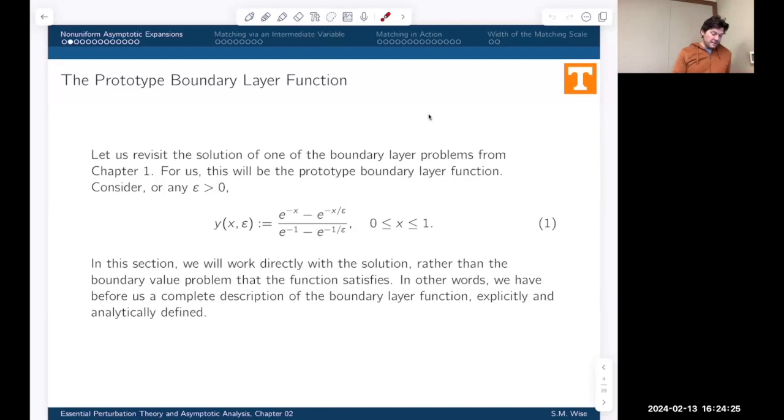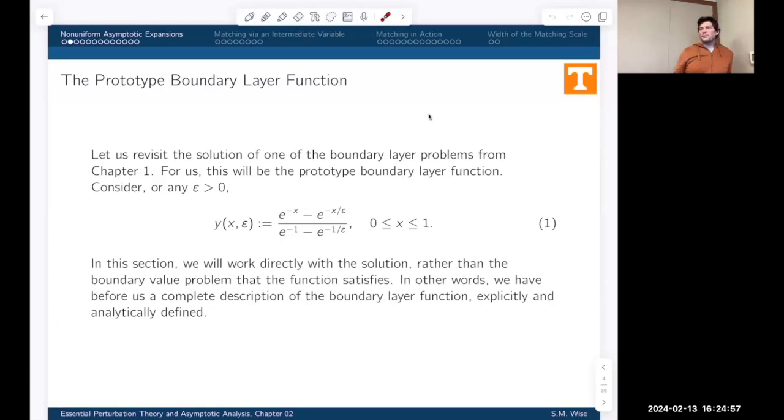And the solution worked out to be e to the minus x minus e to the minus x over epsilon, all over e to the minus 1 minus e to the minus 1 over epsilon. And we're looking at this function on the interval 0 to 1, inclusive of 0 and 1. And we're interested in various representations of this solution as epsilon, which is positive, gets really small, so it tends to 0.